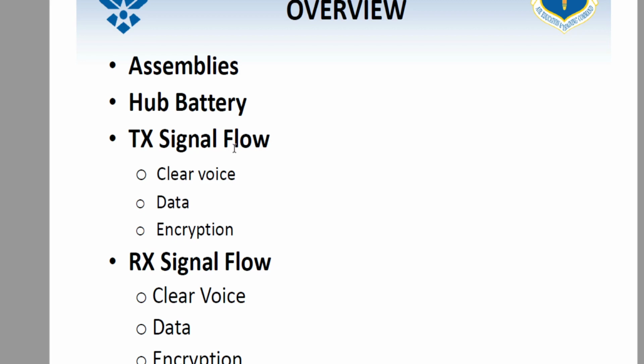So we'll talk about transmit signal flow. I'll say that again. We'll talk about clear voice, data, and encryption. And then on the receive side, we have to receive those things. Is that correct? Because if we transmit something, it has to go somewhere, yes? All right, cool. I love this interaction. It's great. I know it's early.